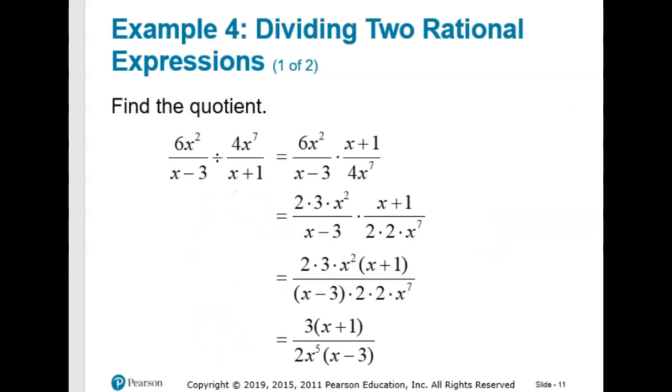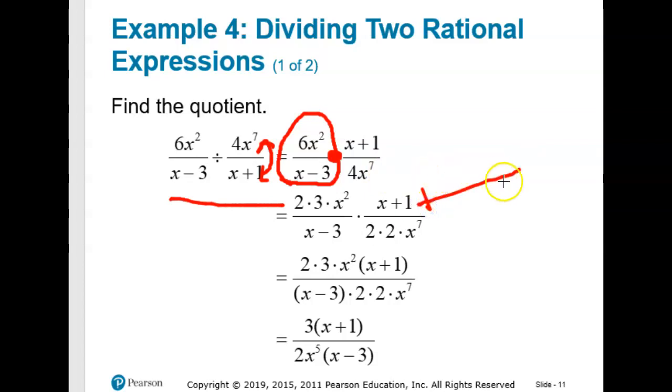So the problem starts out as a division problem. We are going to keep the first fraction identical. We are changing the operation to multiplication, and we are flipping the second so that the x plus 1 is in the numerator and the 4x to the 7th is in the denominator. Now, from this step forward, we are doing everything we just went over. We are factoring. We are crossing off like factors.